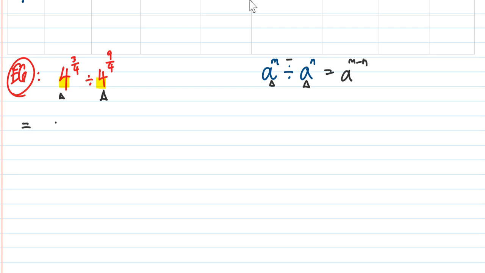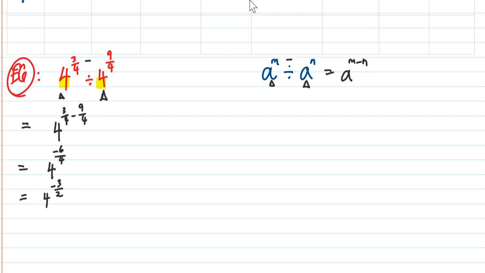Base is 4, divide means we minus the power, which is 3/4 minus 9/4. Alright, so you just take 3 minus 9 over 4, which is minus 6/4. We can simplify this further by dividing by 2, which is just 4 to the power of minus 3/2.